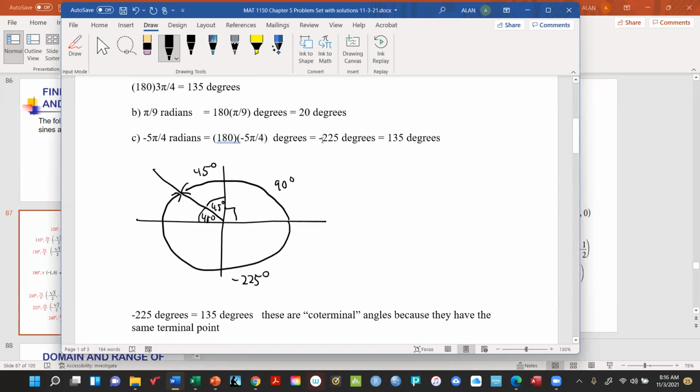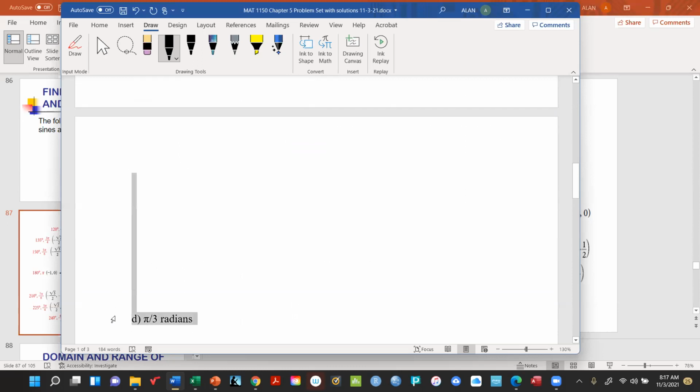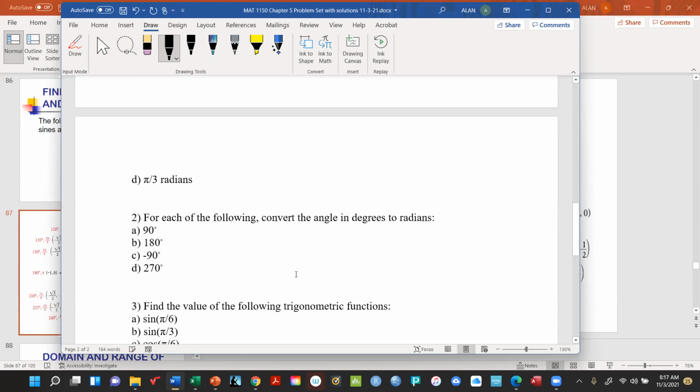Now, like I said, though, there's nothing wrong with saying negative 225, but I think it's easier to visualize by referring to it as 135. So therefore, either one of these is correct. All right, and then finally, what do we have here? Oh, pi over 3, very simple one, because all you have to do, like I said, is multiply this by 180. And this one we can do in our heads. This is 60 degrees, obviously.